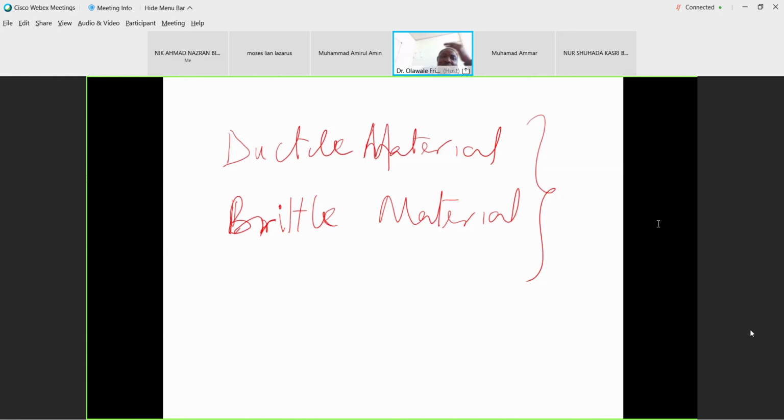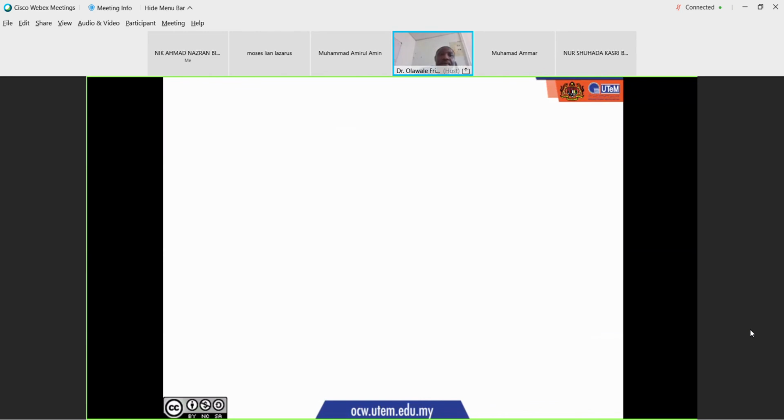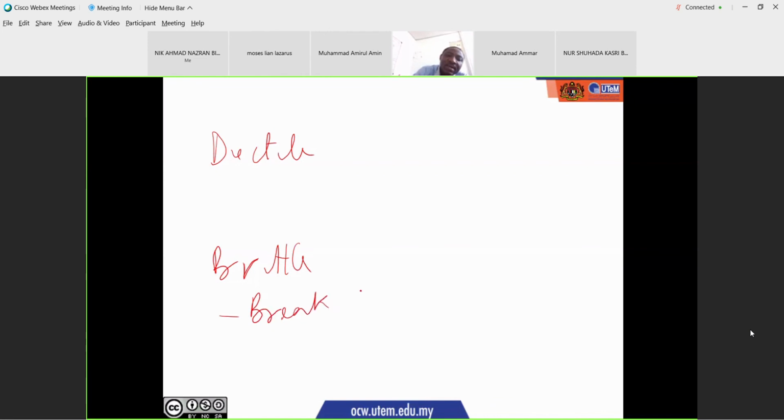Okay, so brittle, and ductile. Somebody said this one breaks easily. Okay, let's go. Any other one? Ductile is brass. Okay, why is it brass? Thank you, but why is ductile brass? So we have brittle material and we have ductile material.